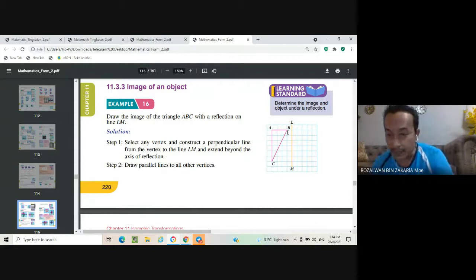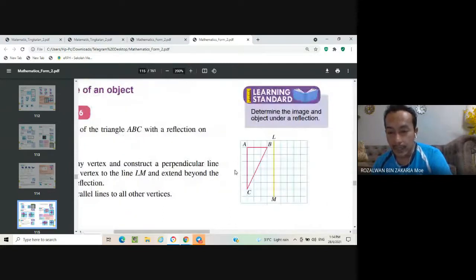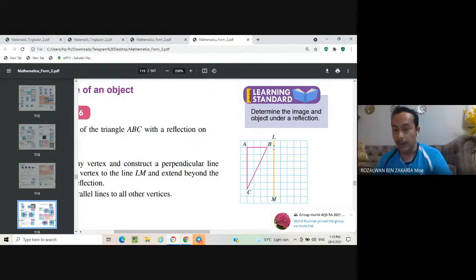Firstly, you have to move the point B, this object. After the reflection to the axis of reflection LM, the image for the point B should be equal to here, because the distance from point B to the line LM is 1 unit. So the distance of the image of the point B is also the same from the line LM, 1 unit. So 1 is here. So this one is B prime.